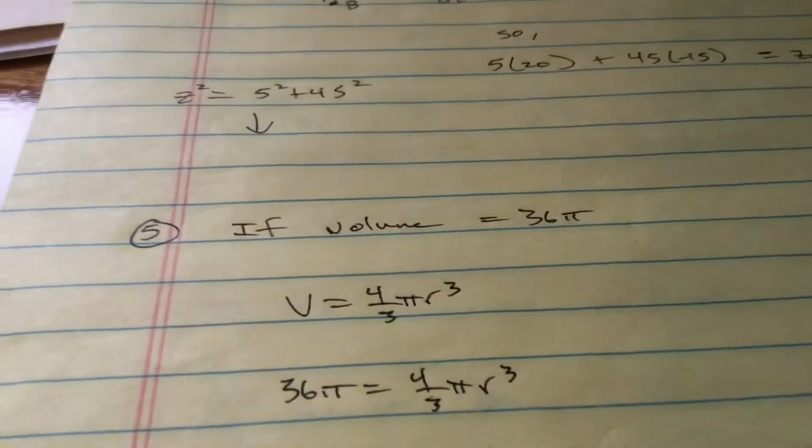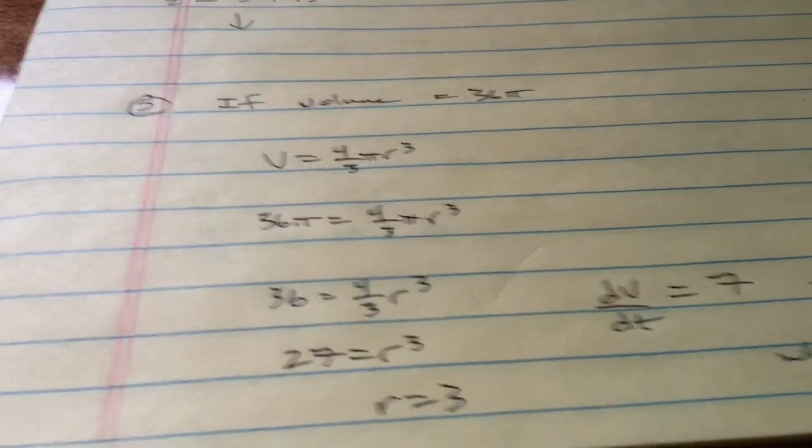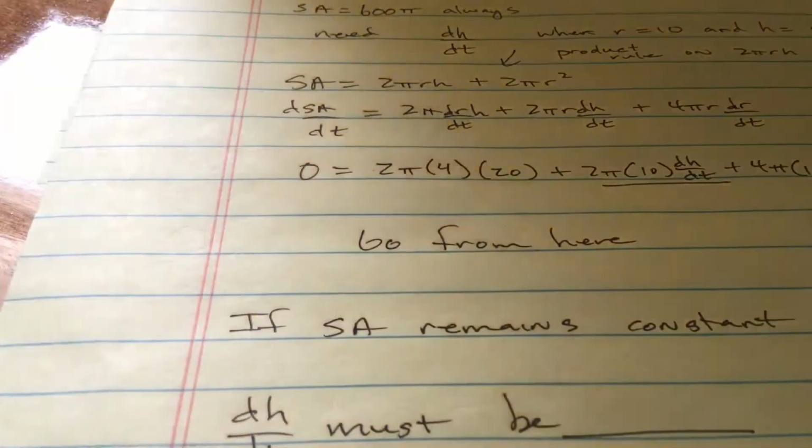Folks, number 5, the volume of a sphere is 36 pi. You can find the radius pretty quickly. And then they already give you dV/dt, so boom, just go from there. 5's pretty easy. I do like 5 a lot. Hint, hint, wink, wink.